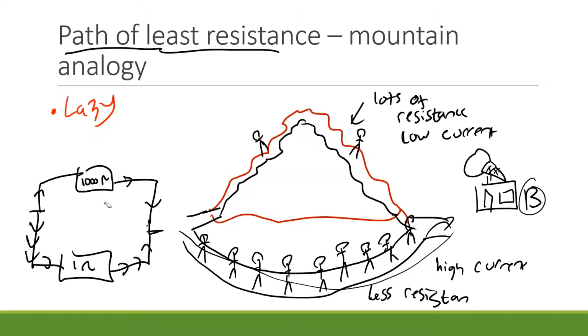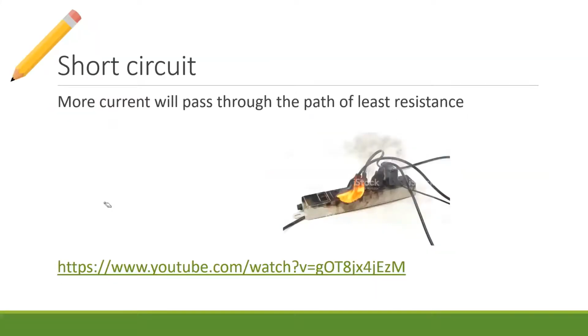Now, this sounds logical, and this actually is how this system works, but we sometimes have a problem. You can end up with a situation called a short circuit. I was always interested in what a short circuit was, because I'd heard it a couple of times on sci-fi shows. They'd say, oh, you've got a short circuit, or you hotwire a car by short circuiting it. I wanted to know what a short circuit was. Well, more current will pass through the path of least resistance. Imagine if I had a circuit that looked like this.